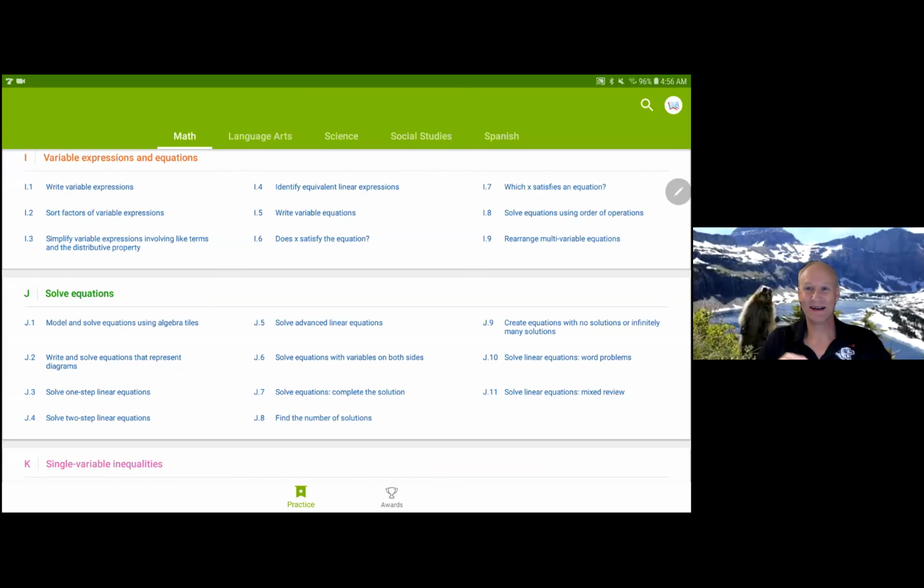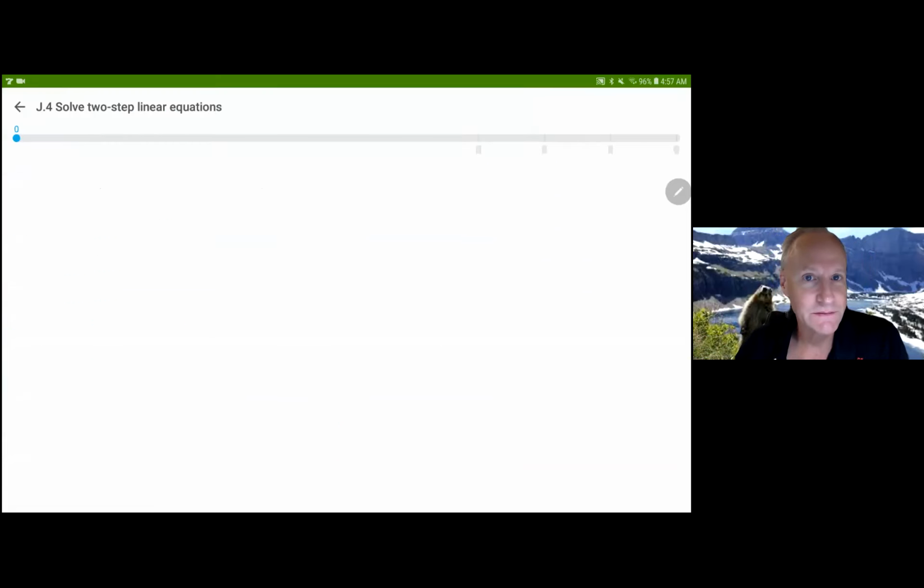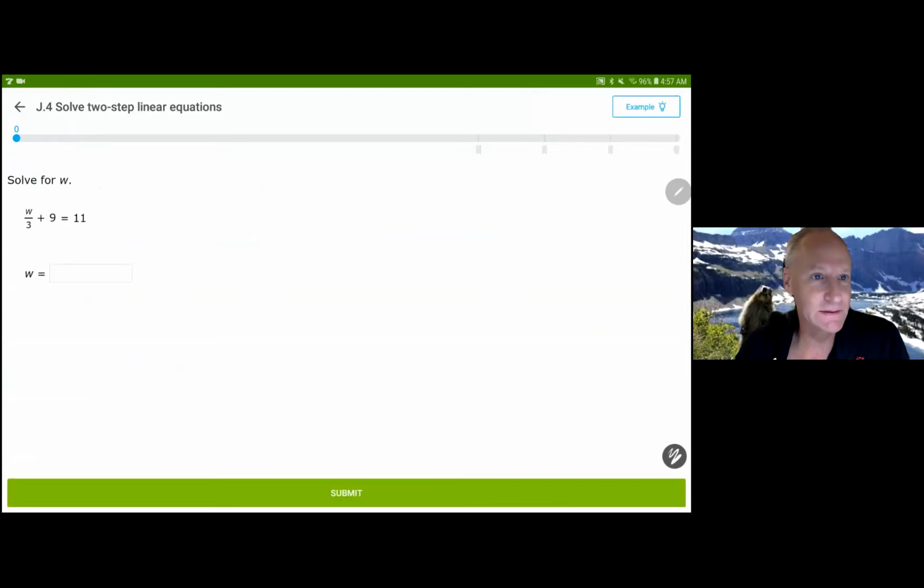Hi, everybody. We're in Algebra 1, IXL, and we're going to be doing section J4, solve two-step linear equations. This is in J4 of IXL Algebra 1, and I'm going to show you the two-step linear equations. I'm going to solve some of these guys. Much easier than dancing two-step.